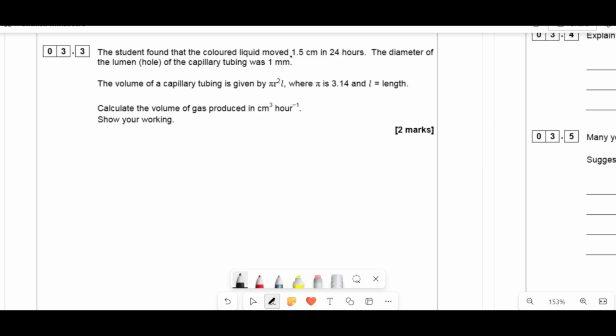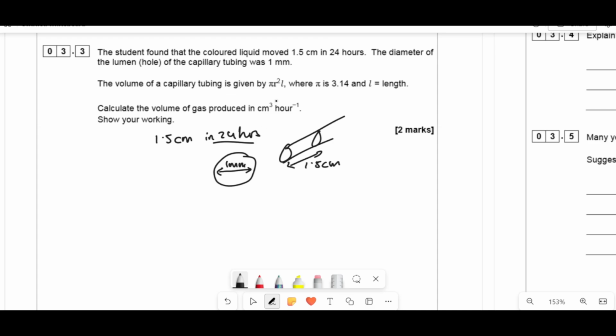The student found that the colored liquid had moved by this much in 24 hours. The diameter was this. The volume is pi r squared L. Calculate the volume of gas produced in centimeters cubed per hour. So we know that it moved 1.5 centimeters in 24 hours. So we think about it like this. Here's the tube, here's the bubble that it's moved between here and here. That's going to be 1.5 centimeters in 24 hours, right? They've told you that the diameter of the lumen is 1 millimeter, and they want it in centimeters cubed per hour. So I need to change this to centimeters. So 1 millimeter is 0.1 centimeters.